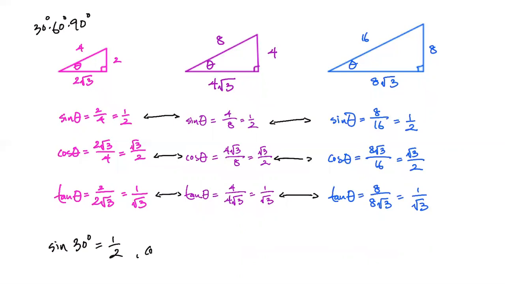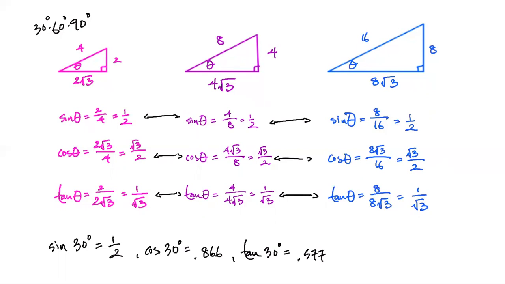And I bet if you type in cosine of 30 degrees, you're going to get 0.866. And if you find tangent of 30 degrees, ooh, this one I don't know as well, 1 divided by root 3. Oh yeah, 0.577. Okay. So these values, this is how we know.